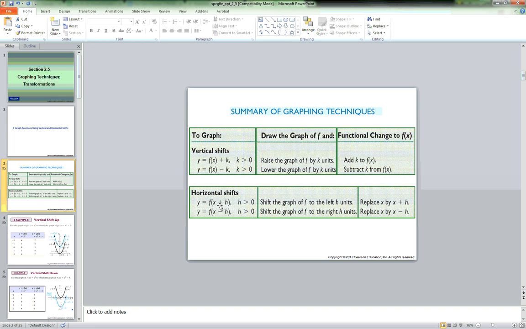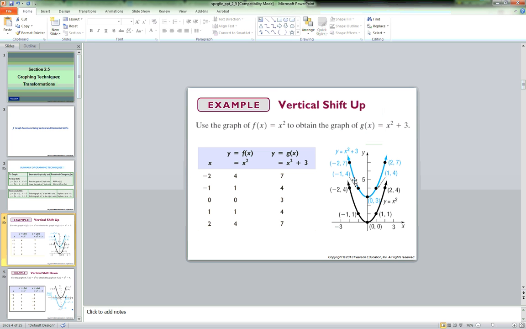If you want to shift it to the left, so on the x-axis that would be towards the negative region, you would have a plus value. If you want to shift it to the right, you would have a minus value. So for vertical shifts, we just add or subtract the value we want to go up or down. And for horizontal shifts, we replace x with x plus to go to the left and x minus to go to the right.